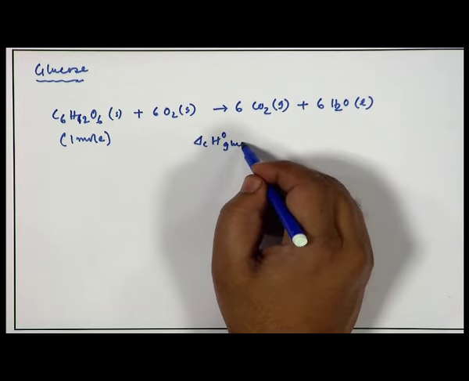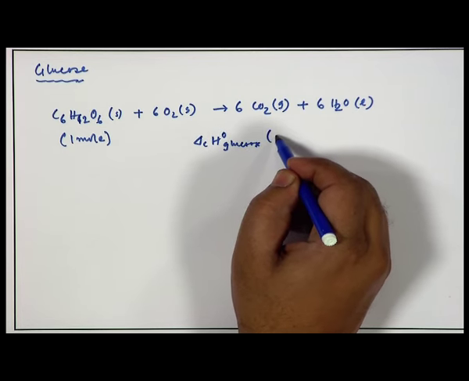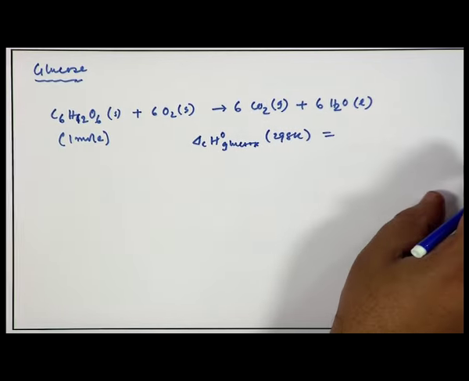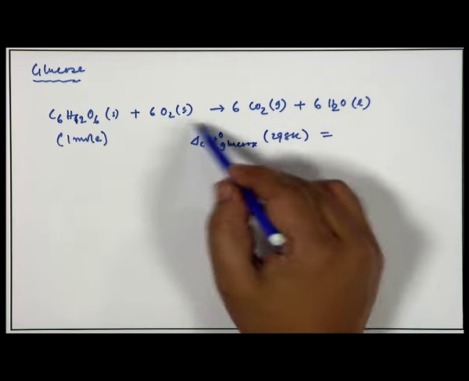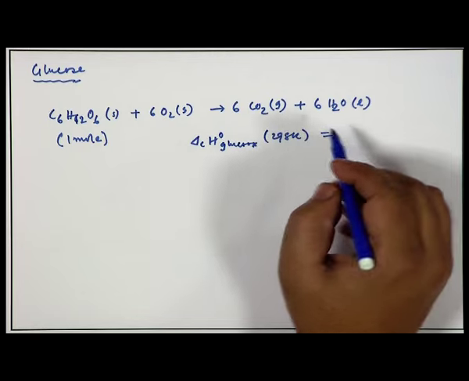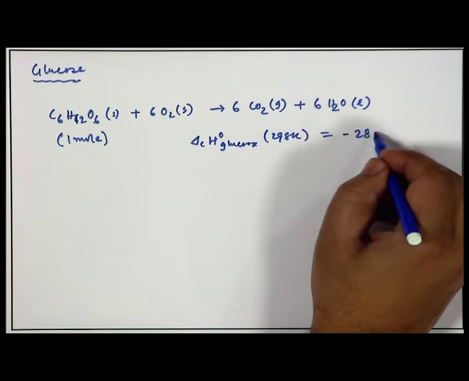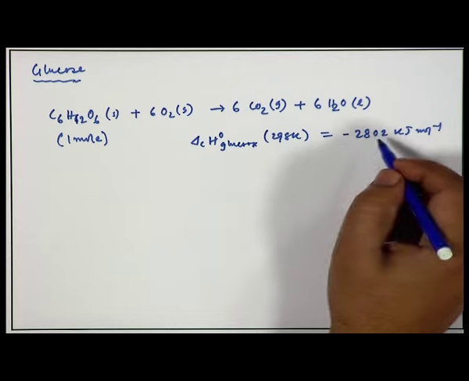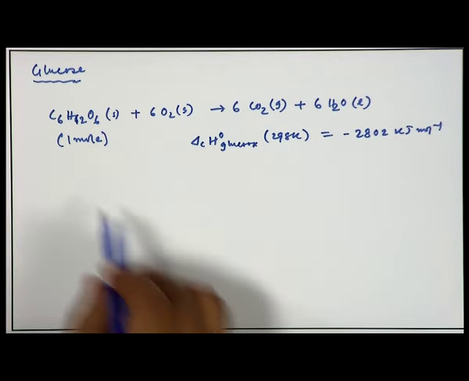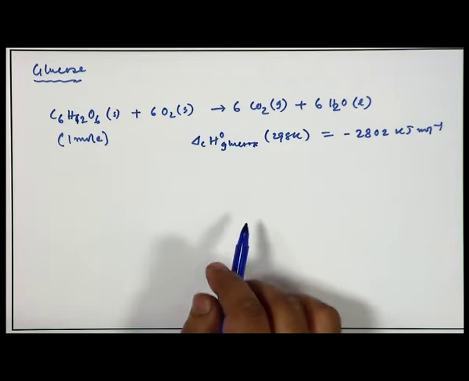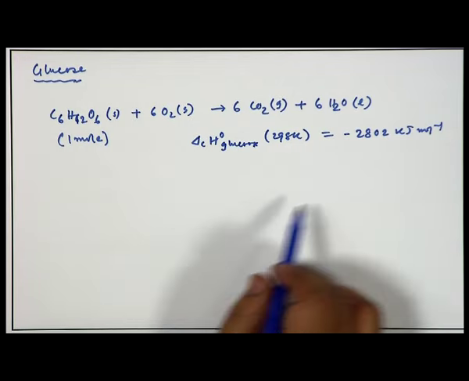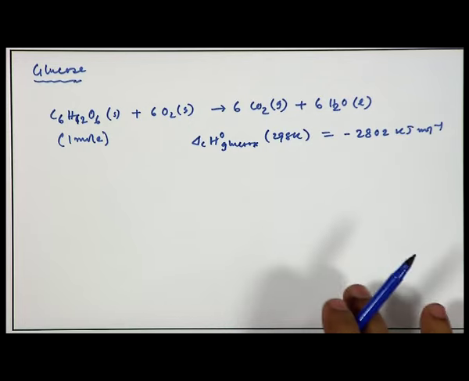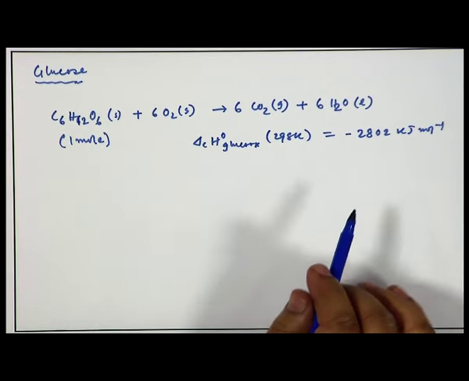So, delta H for glucose at 298 K is the standard enthalpy of reaction for this particular reaction at 298 K, which is 2802 kilojoule. So, this is the amount of energy we obtain by burning 1 mole of glucose at this temperature. This is what is utilized by us in doing the lot of work we do.